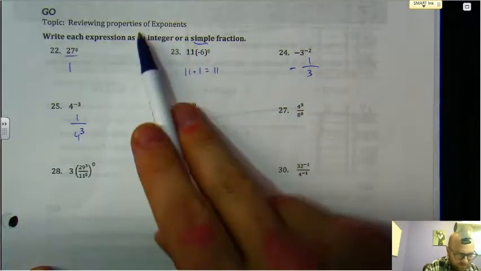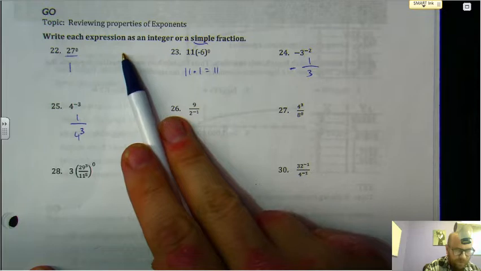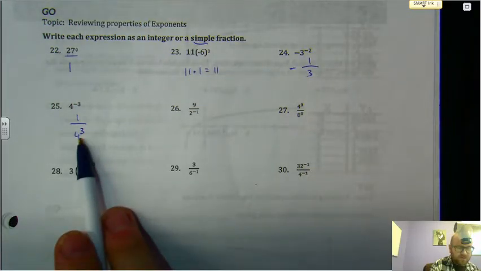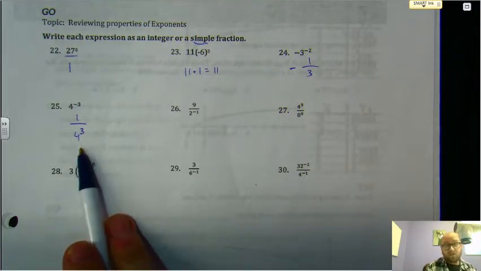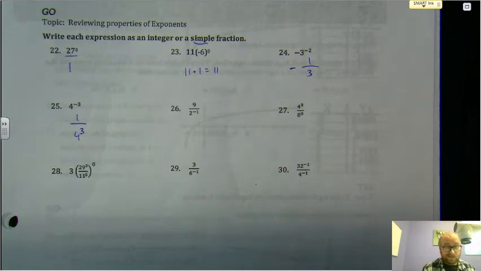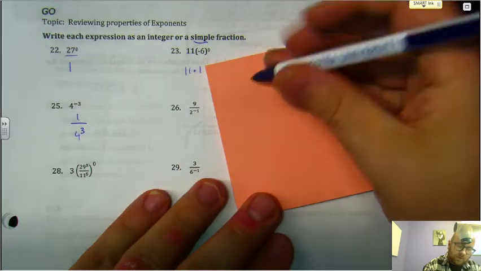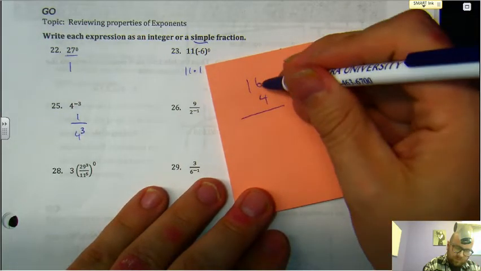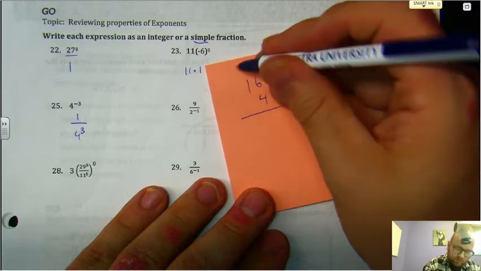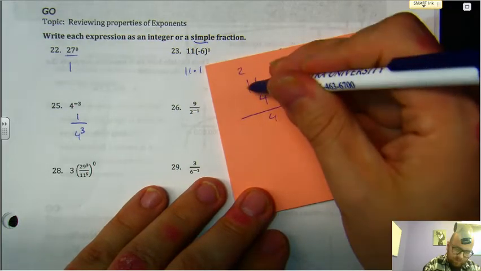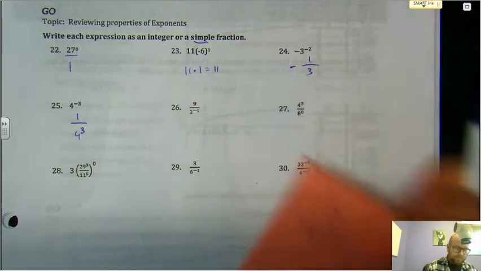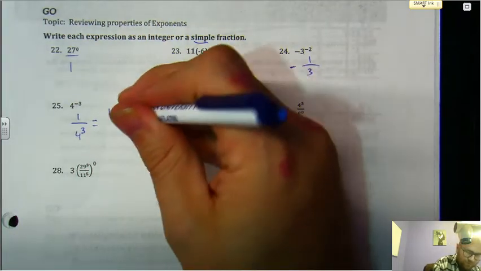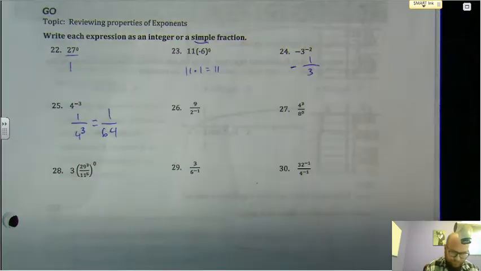This is going to be the same thing, 1 over 4 to the third. And then I think it wants us to write it as an integer or a simple fraction, so we have to expand this. That's going to be 4 times 4, which is 16, and then we're going to multiply that by 4, which I believe is 64. Let me double check. 16 times 4, okay. 6 times 4, 24, carry the 2. 1 times 4 is 4 plus 2 is 6. Yep, 64. So this is 1/64.